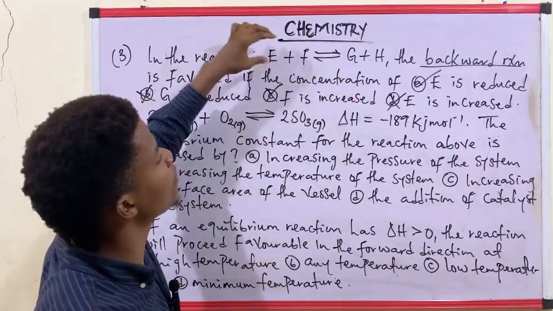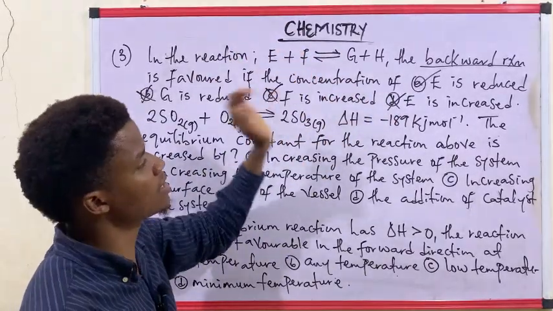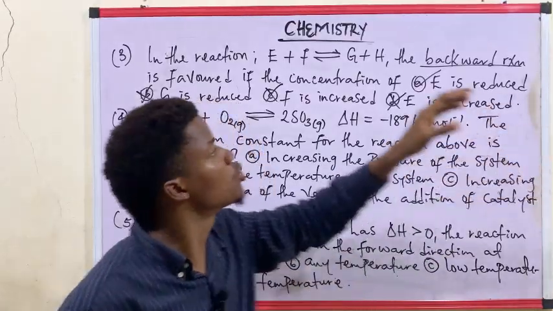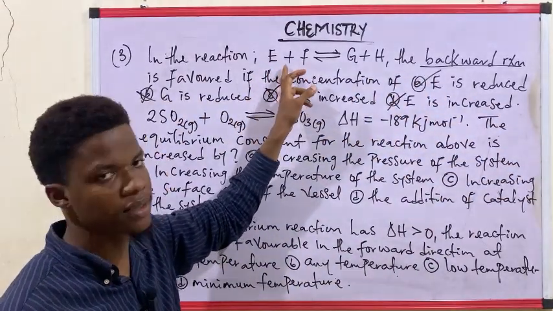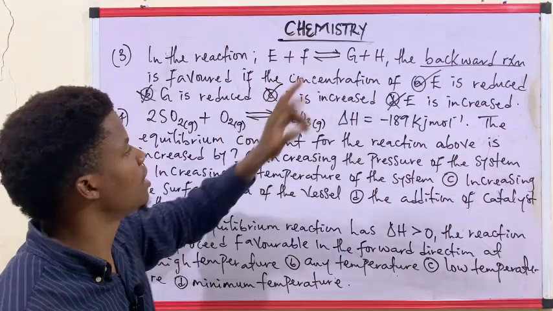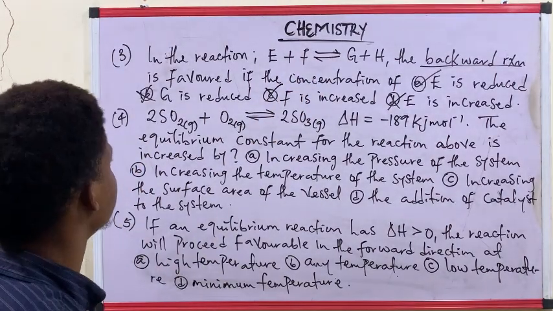So the option that will favor the backward reaction, which is the left hand side, is E is reduced. So when E is reduced, the left hand side is favored. Alright, now let's look at question 4.